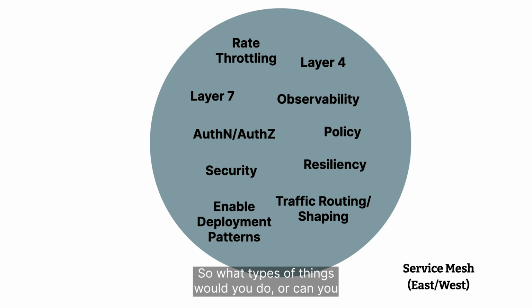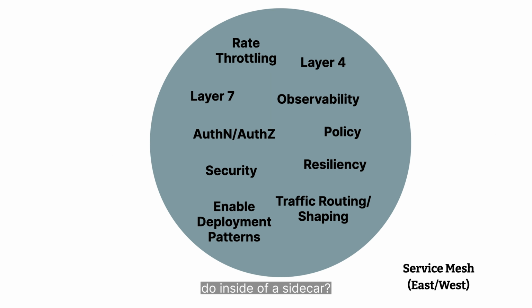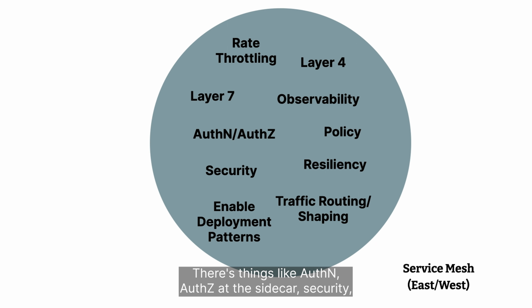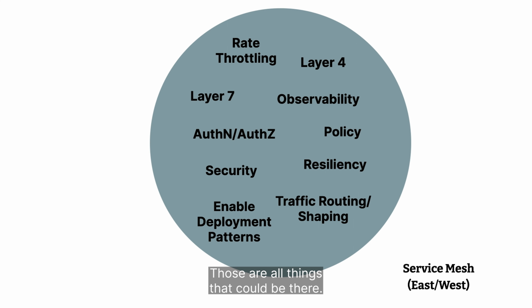So what types of things can you do inside of a sidecar? You can do things like rate throttling. You can do layer 7 like we talked about before, but you can also do layer 4 here within a sidecar because of where you're actually at and the access that you have to the request. There are things like authN and authZ at the sidecar, security, resiliency, a lot of things that you're dealing with inside the app because you have the network that's there, including things like traffic routing and shaping or different deployment patterns. Those are all things that could be there.